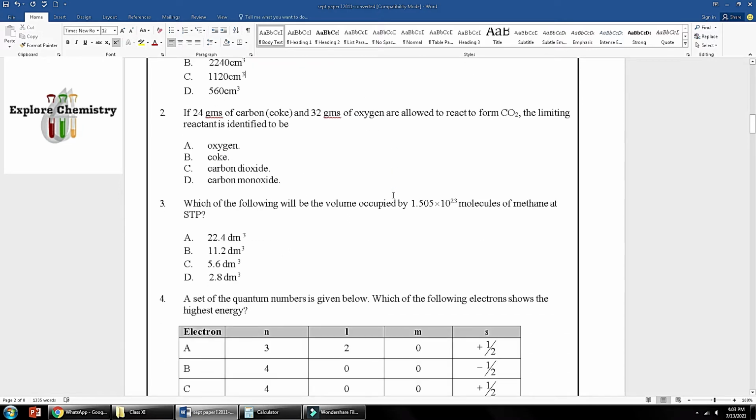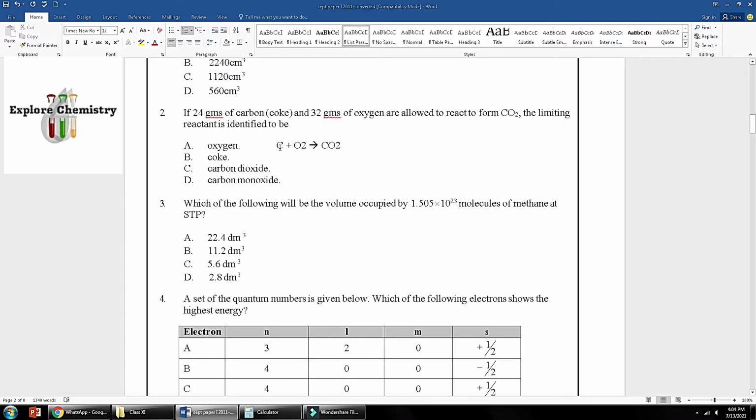Next question is: if 24 grams of carbon and 32 grams of oxygen are allowed to react to form carbon dioxide, the limiting reactant is identified to be. Now here you have to do some calculations again. You need to write the balanced equation: carbon plus oxygen gives carbon dioxide. So this is the balanced equation.